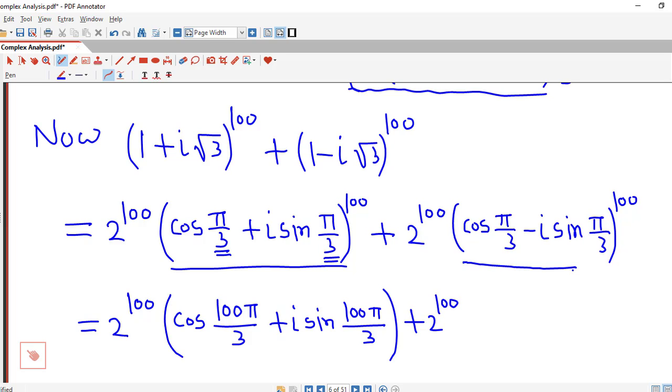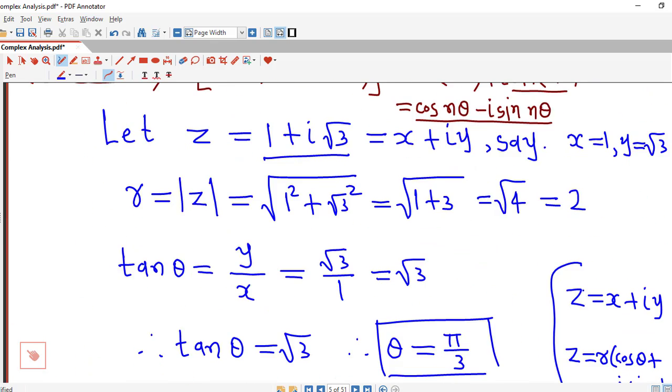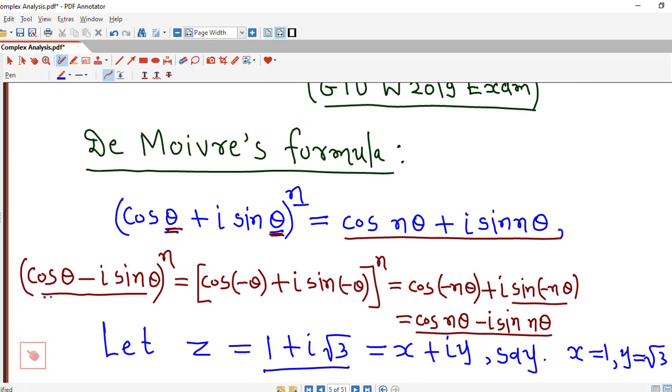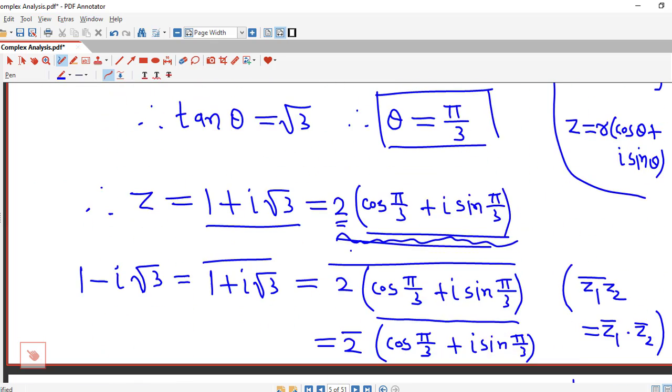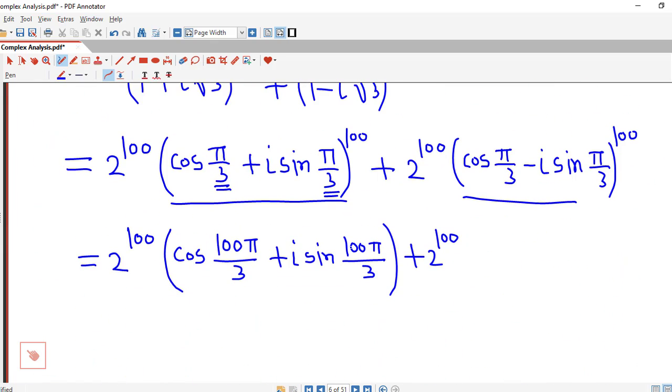Now as we discussed, if we have a negative sign, then also we can write (cos θ − i sin θ)^n equal to cos nθ − i sin nθ. So if we have a negative sign, then this is also valid. We multiply the angle θ by n. So here we write cosine of 100π/3 − i sin 100π/3.